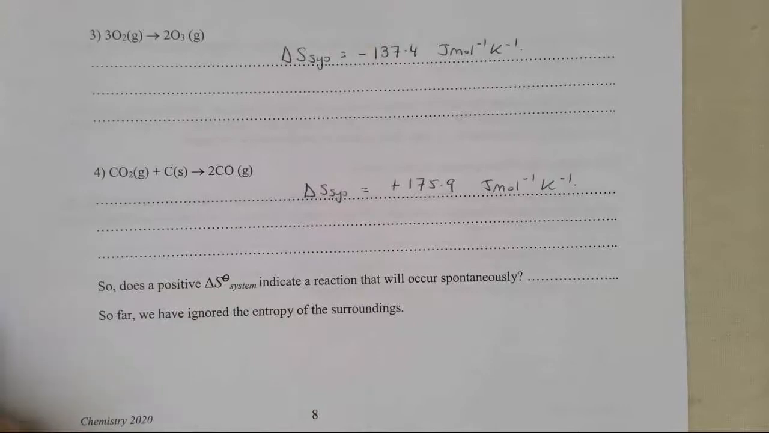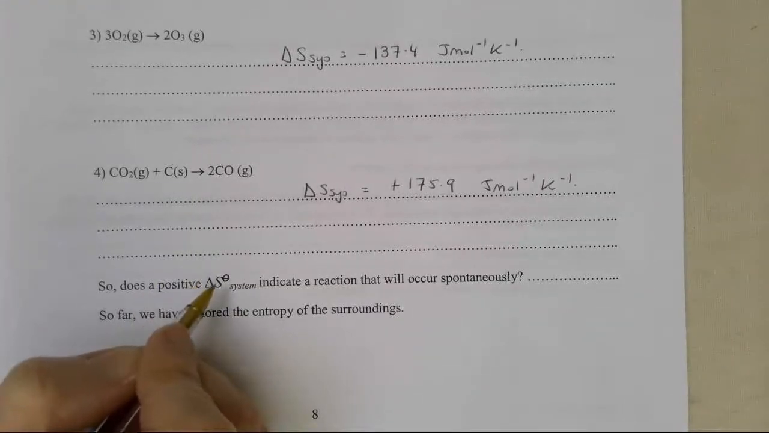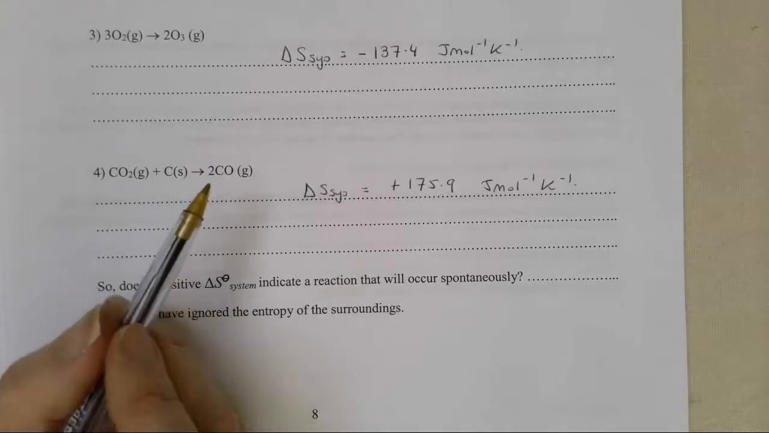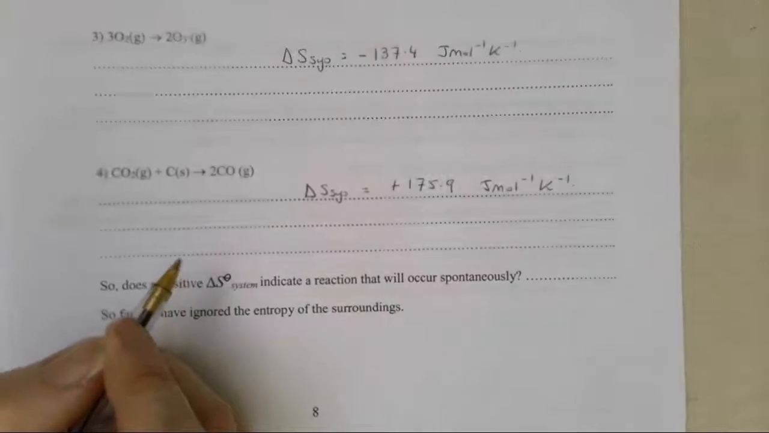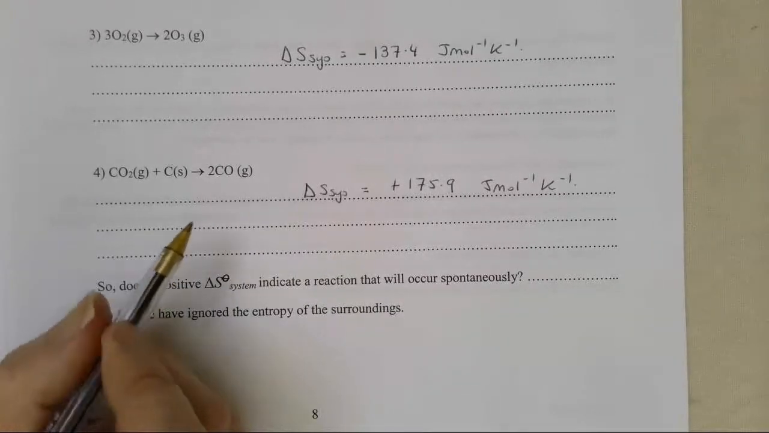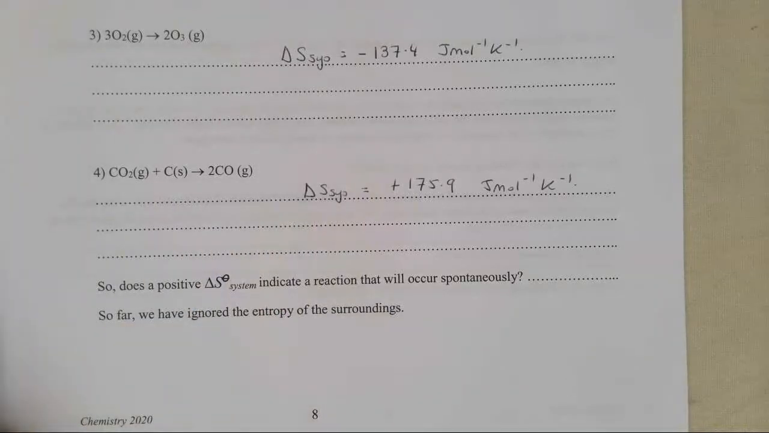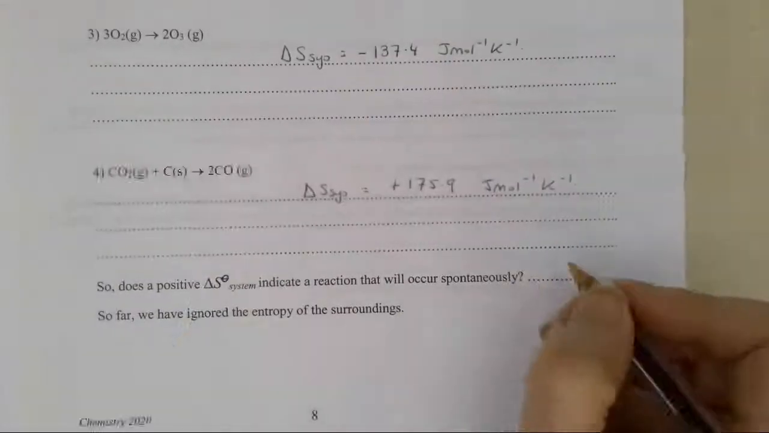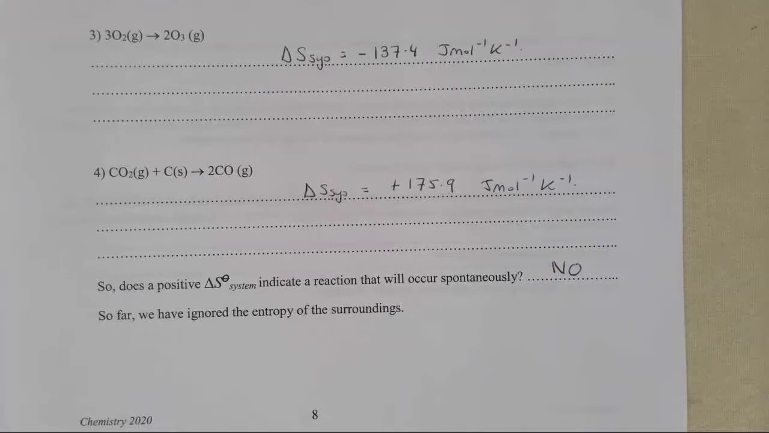However, a positive delta S system on its own cannot indicate whether or not the reaction will occur spontaneously. So all of these reactions actually can, under certain conditions, be spontaneous. This reaction, I can get it to work, and I'll explain how I can get it to work later on. But a positive delta S system does not necessarily indicate that a reaction will be spontaneous.